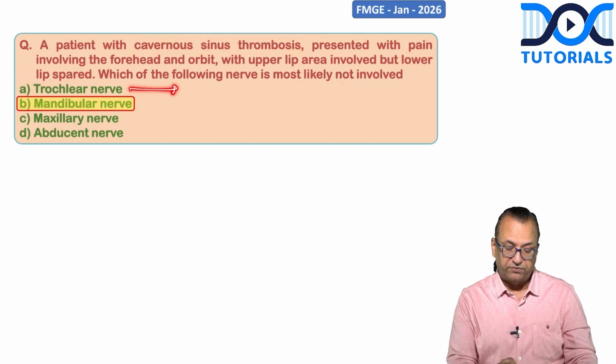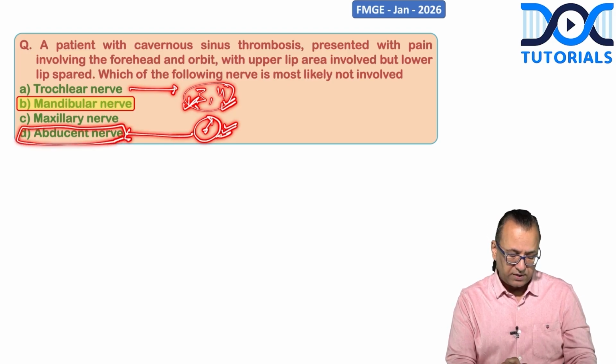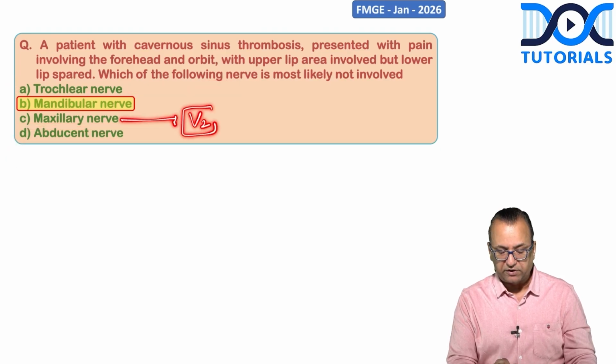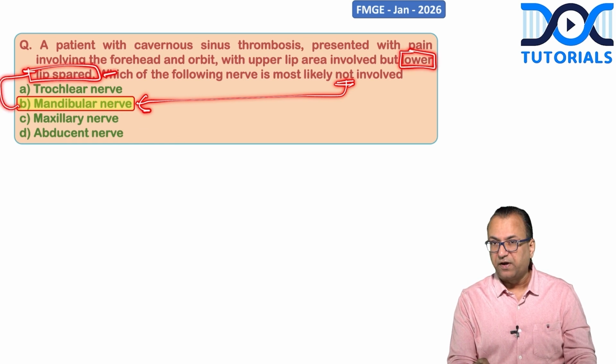What about the trochlear nerve? Of course, numbers 3 and 4 are contents of the cavernous sinus in the lateral wall. Number 6 is also a content of the cavernous sinus, but running directly through it. So abducens is there, trochlear is there. The maxillary nerve is also a content of the cavernous sinus in the lateral wall. But if you are telling which is not involved, we'll keep our answer as mandibular nerve. It is also evident because the lower lip is spared; it is not involved in this patient. The pain was not there. So keeping your answer as choice B.